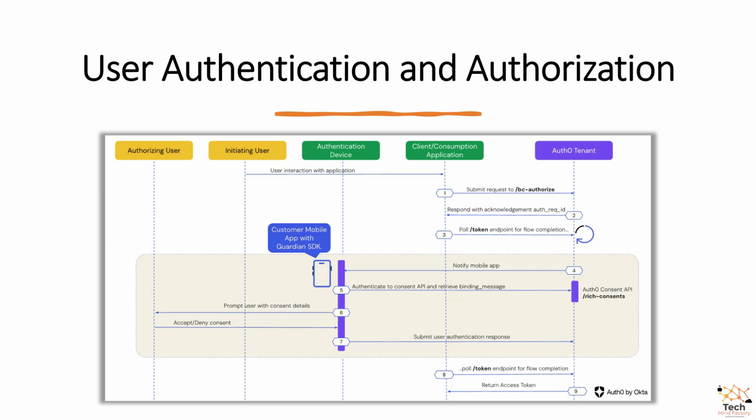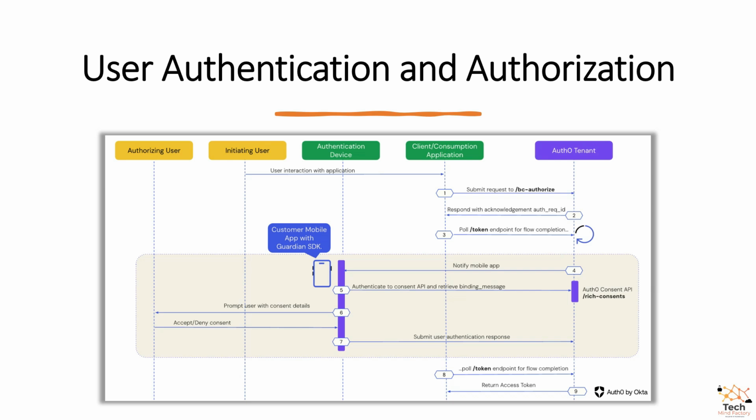Auth0 will send a notification to the mobile application with the Auth0 Guardian SDK integrated. And the user will see the information about the operation and can consent. And to display information about consents, the application will contact the Auth0 consent API, this /rich-consents endpoint.